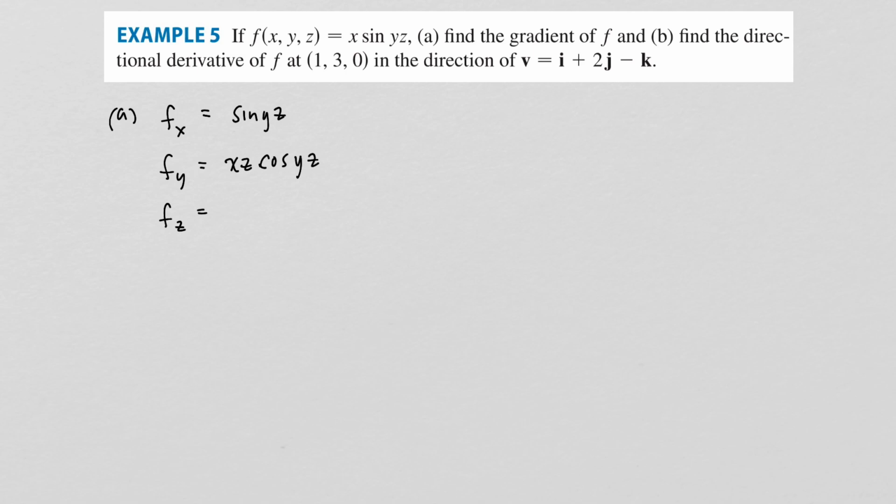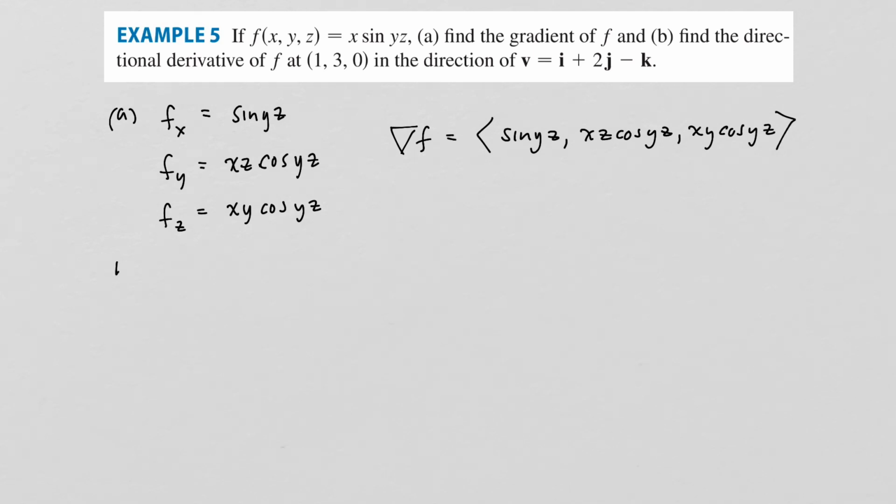And the derivative with respect to z is very similar. x is a constant. Derivative of sine is cosine of yz, and then times the derivative of yz with respect to z, which is y. And so that's going to give us xy cosine of yz. So our gradient vector is going to be (sine of yz, xz cosine of yz, xy cosine of yz).